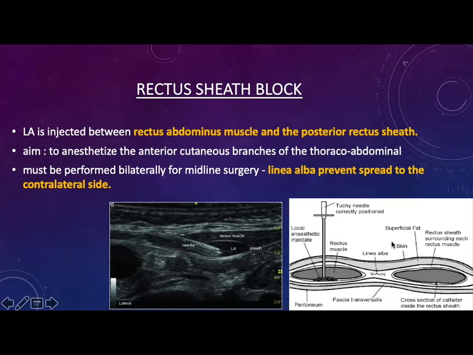For example, in the rectus sheath block, basically we inject the LA between the rectus abdominis muscle and the posterior rectus sheath. The aim is to anesthetize the anterior cutaneous branches of the thoracoabdominal nerves. Because of the presence of the linea alba, it prevents spread to the contralateral side, so we must perform it bilaterally for midline surgery. So here is where we should deposit our LA: at the rectus abdominis muscle and the posterior rectus sheath.